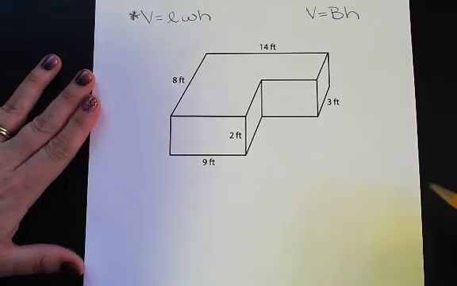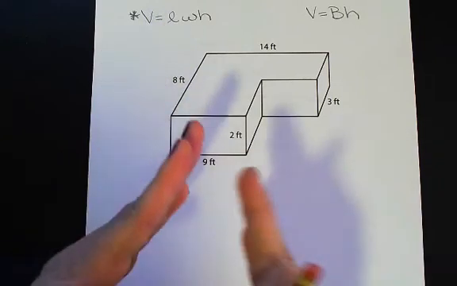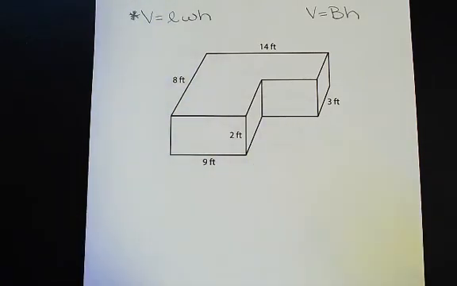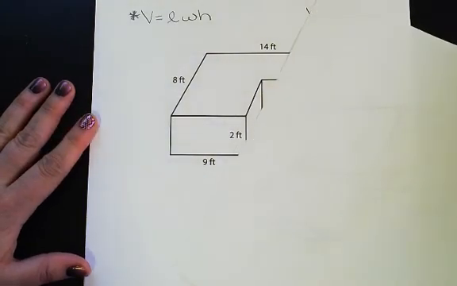So this is a compound figure. Really all it is, is two rectangular prisms that they have pushed together to make one larger shape. So what we want to do is break down that shape. And you have a couple different options when you're doing this. You can choose, I like to use another piece of paper sometimes, to split the shape like this.